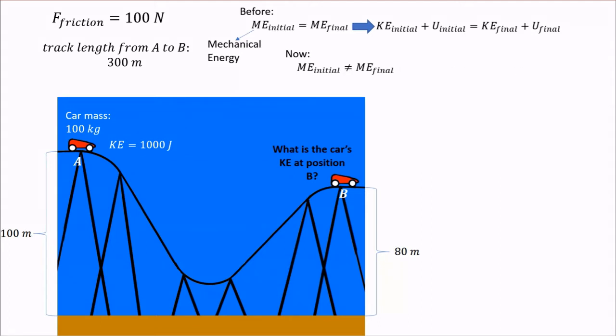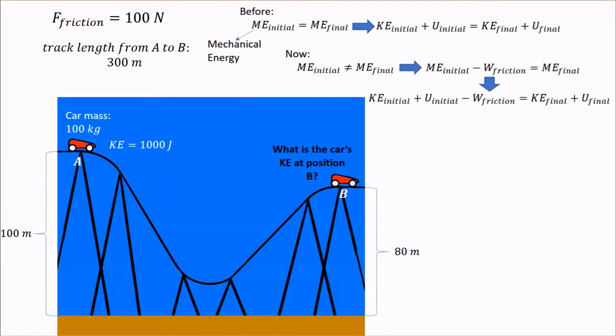So really we'd have to write this equation. Initial mechanical energy minus work due to friction equals the final mechanical energy. This way we account for the loss of mechanical energy. Again, let's write this in a more familiar way, and then we solve for the final kinetic energy, which is just a matter of bringing one term from the right over to the left.